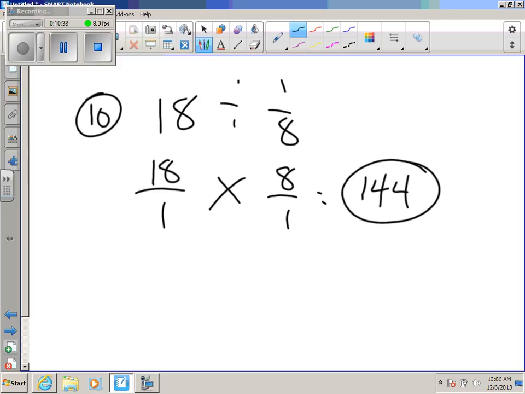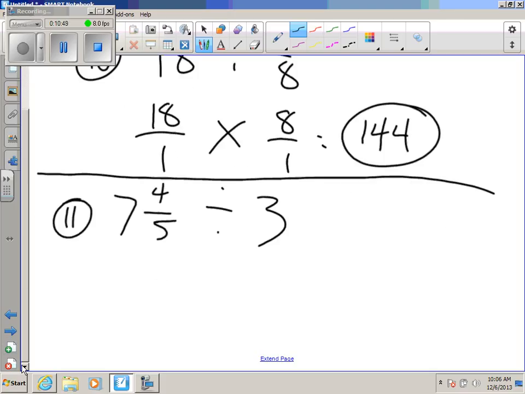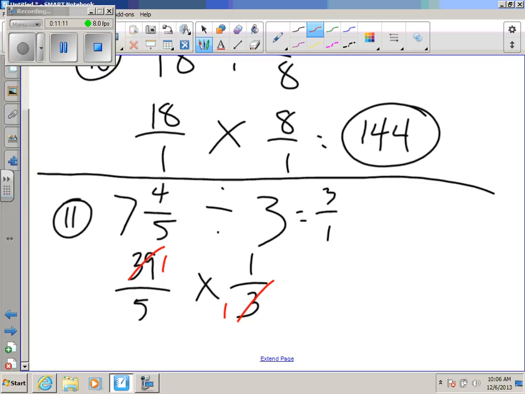7 4/5 divided by 3. Okay. So fraction form, not yet. 35 plus 4, 39 over 5. What is 3 as a fraction? 3 over 1. So when I flip it, it's going to be 1/3. 39 and 3. 3, right? 1 there and 13 up top. 13 over 5 is equal to?